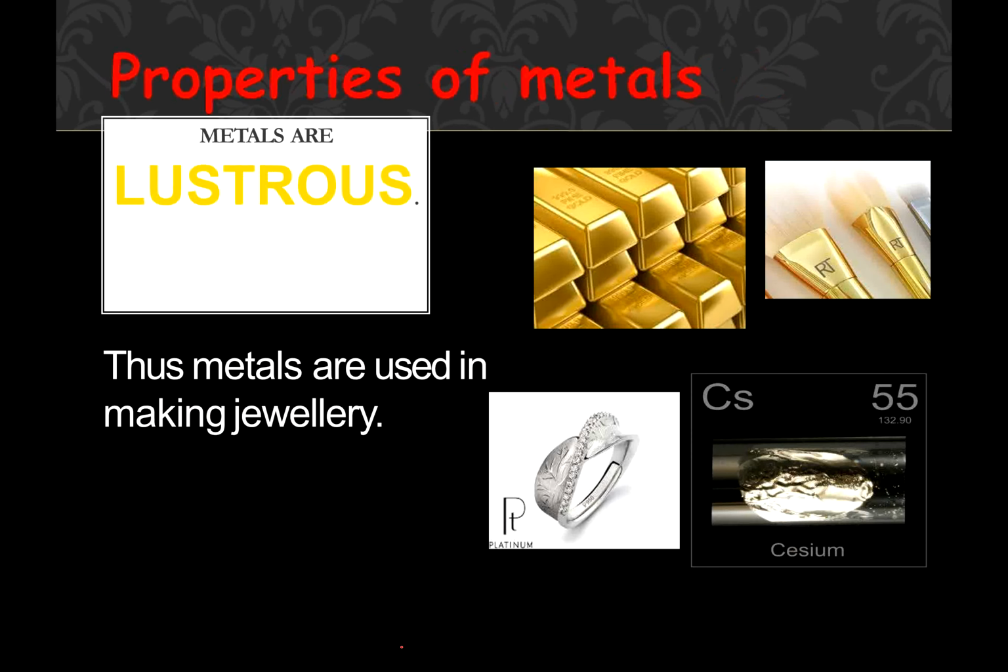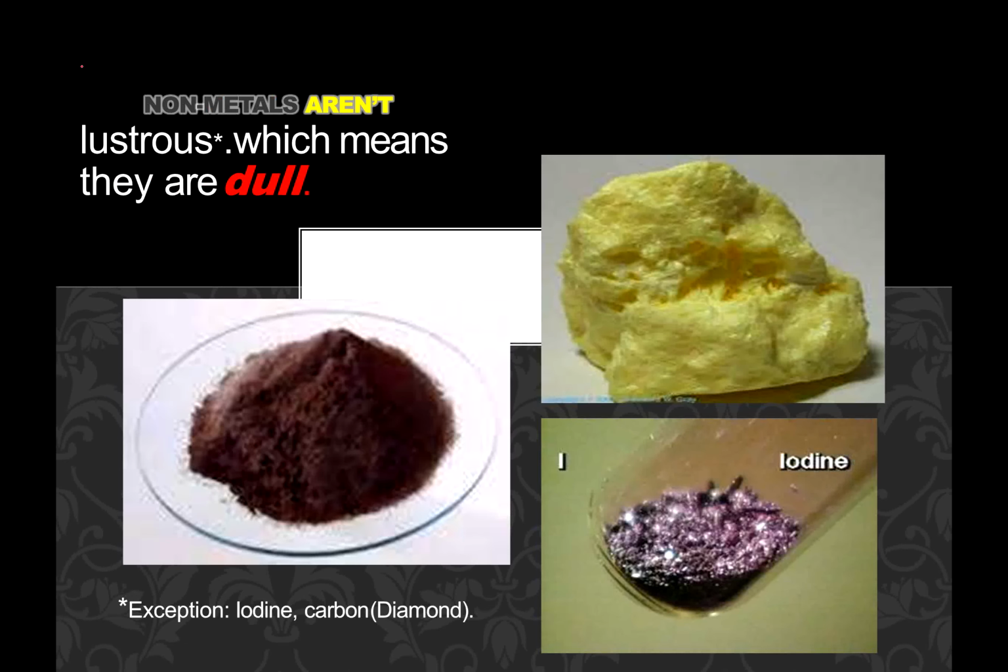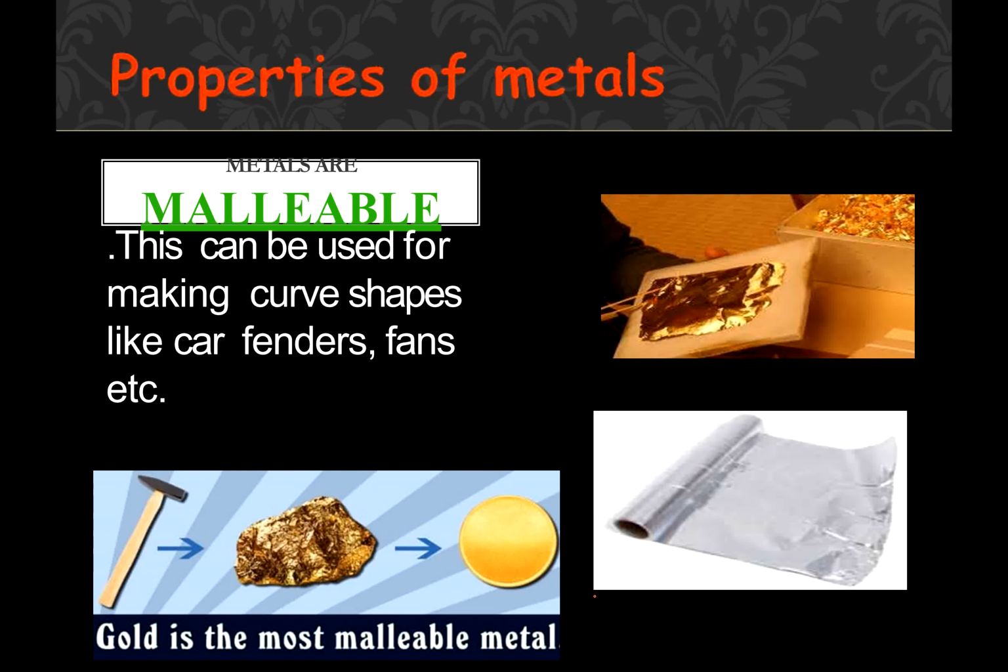Next property is the appearance, the lustrous. Metals are lustrous. Luster means the shiny appearance. So they have a shiny appearance. That's why they are used in making jewelry and showcases. On the other hand, the non-metals are dull. If you look at wood, if you look at the pencil lead, all these are dull. But in this case, the exceptions are iodine and diamond again. Iodine exists in the form of crystals, and diamond you have seen already. It's a very shiny non-metal.